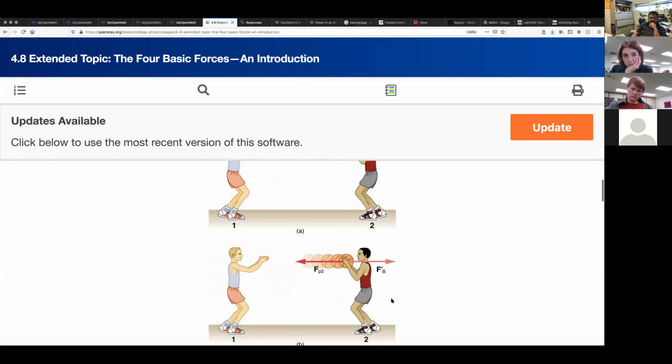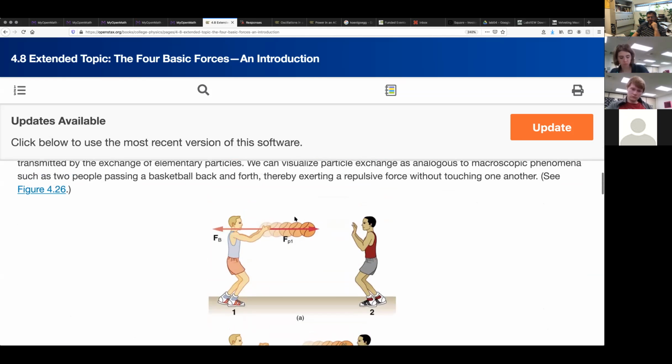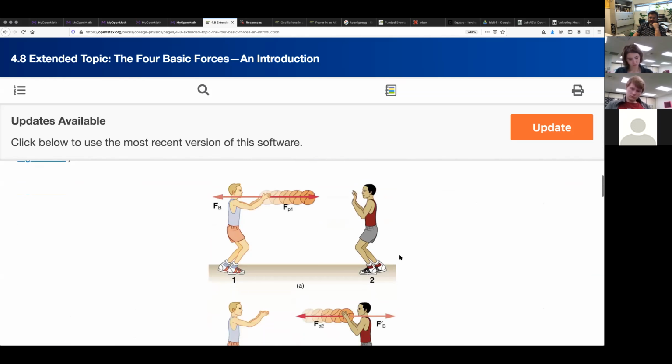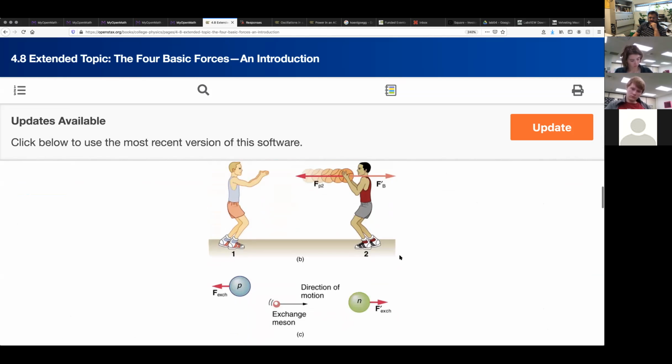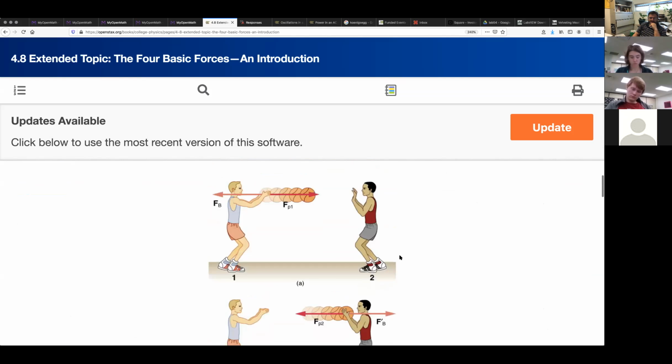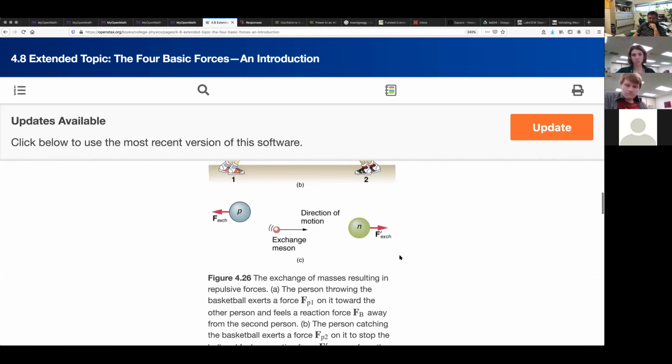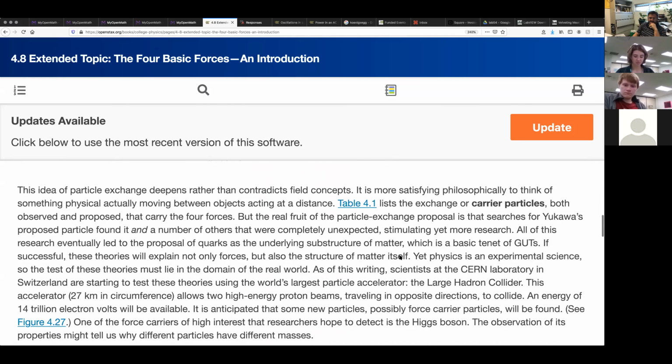And so it's kind of like throwing a basketball. The basketball would be like your force particle. And if you throw it to another person, you might move backward, and when they catch it, they will move backward, right? So that energy is a repulsive force energy. Well, how do you demonstrate the attractive force energy? Well, who knows? More like pulling on a bungee cord or something.